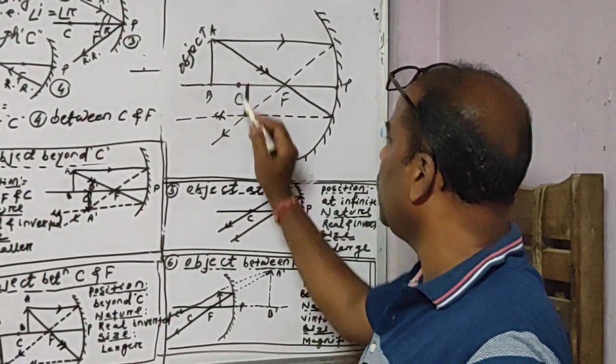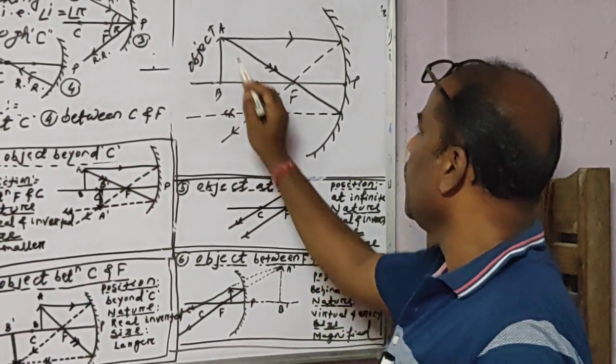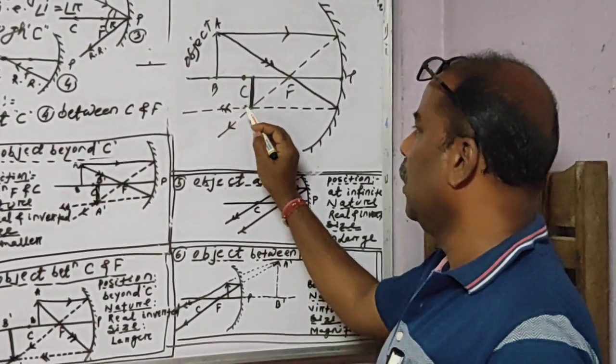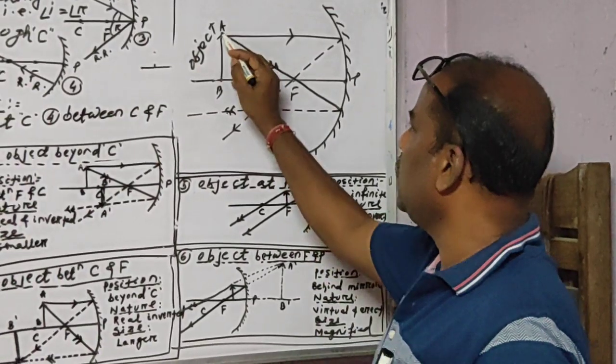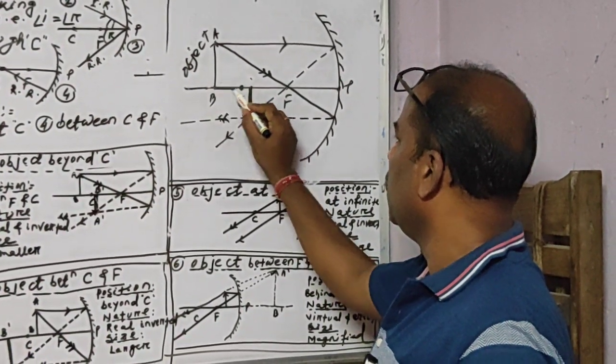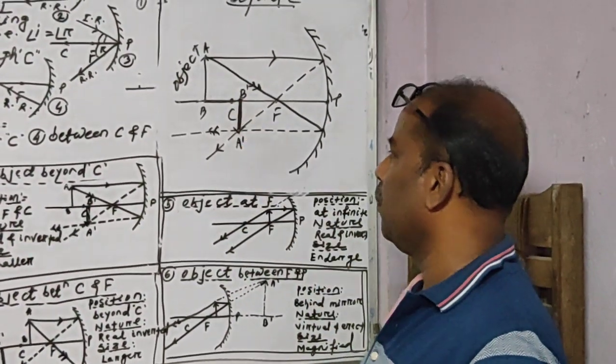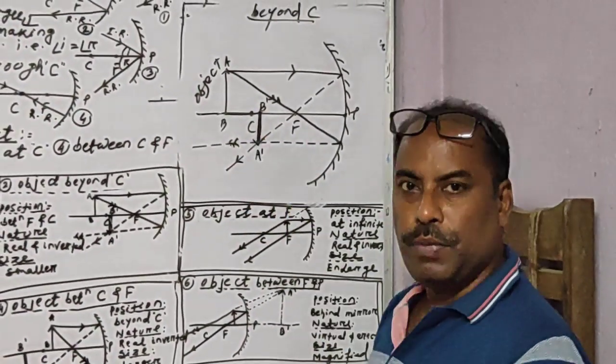And now this point is coming here. You see this ray is coming here. This ray is coming here. So this point is getting here. So the arrow mark is here. And as it is A, we have to write A dash. And as it is B, this line will be B dash. Now this image is formed, image A dash, B dash.